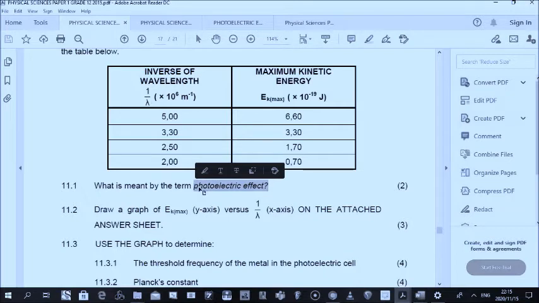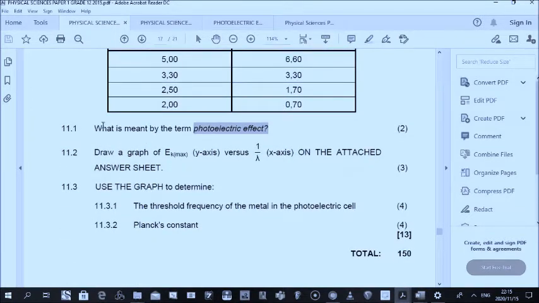The photoelectric effect is a phenomenon in which light of a sufficient frequency is made incident on a metal surface, and electrons are emitted from the surface. That's a sufficient definition of the photoelectric effect, because we've mentioned that light is being shone, number one. Number two, that the light has to have a frequency, and number three, the effect of shining the light of the right frequency, which is electrons being emitted.